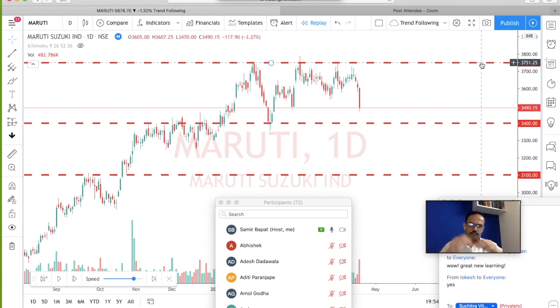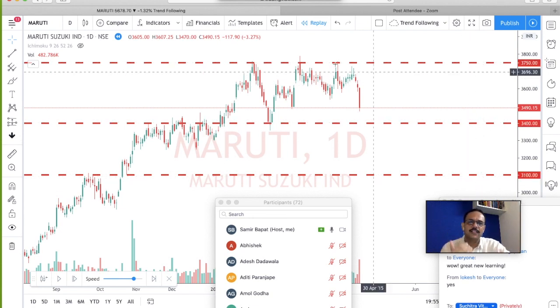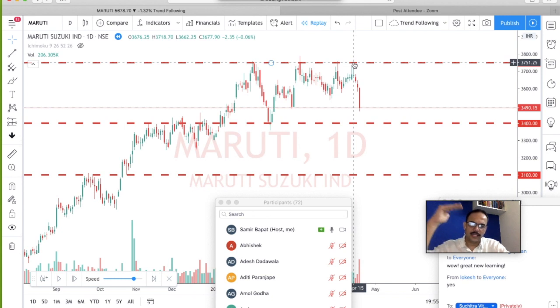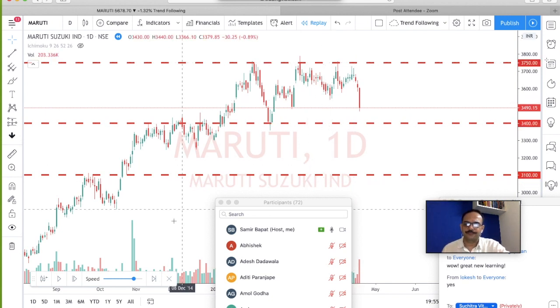If you are getting confused whether you are too close or too far when you are drawing, see that you are drawing somewhere near 10% and above. So the gap between the support and resistance should be at least 10% for good guidance. If you are wondering whether you are doing it correctly or not, keep a value of 10% and see here also 3100, 3400, 3750, where it is getting hit and stopping. So let's move further.